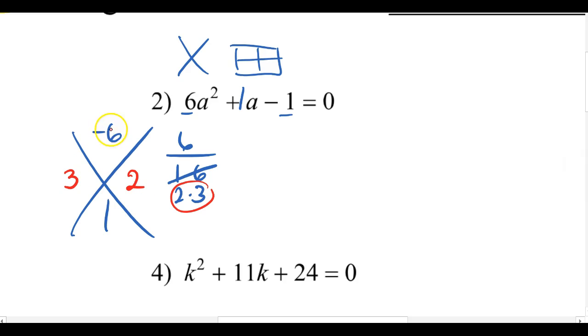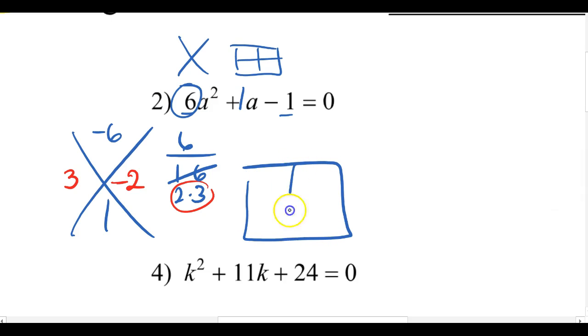One of them has to be negative because they have to multiply to be negative. Which one is it? If I make the first one negative, negative 3 plus 2 is negative 1, so that's not right. Also, if this is positive, the bigger one has to be positive, so this one is negative. But remember, we're not done. We still have to use the box because the 6, the first number, is bigger than 1.